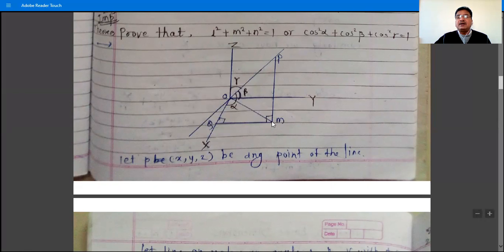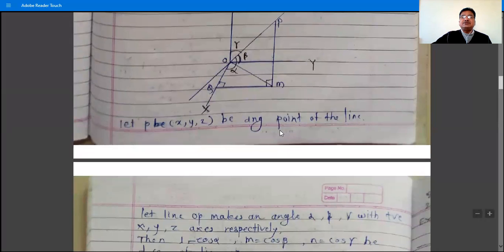That is, from M, draw a perpendicular on X axis. Suppose this is the perpendicular, meeting at a point Q. And then this distance OQ is the x coordinate of the point P. This QM is the y coordinate of this point P, and this distance PM is the z coordinate of that point P. Okay, so this is the coordinate system in a three-dimensional figure.